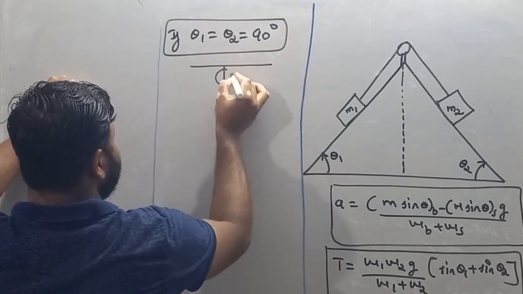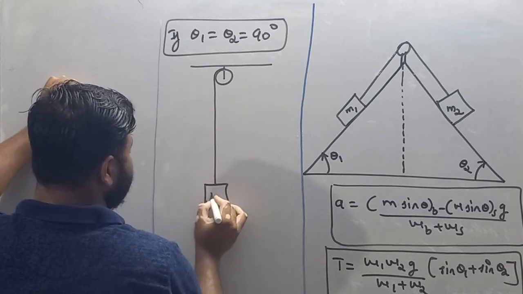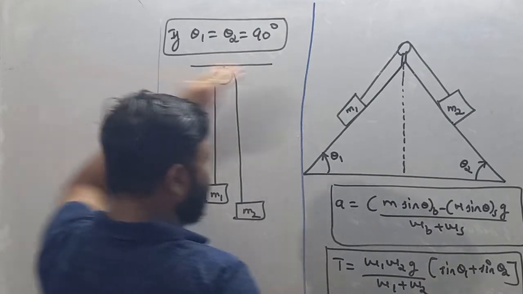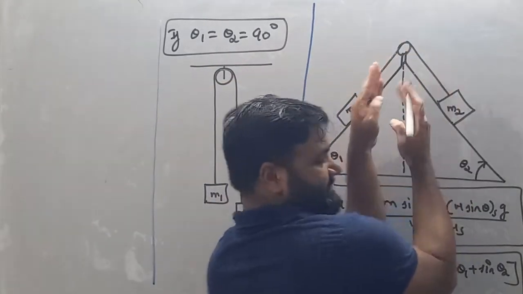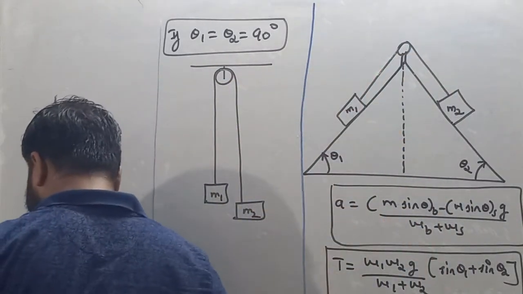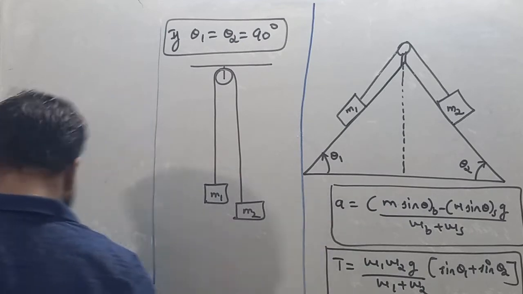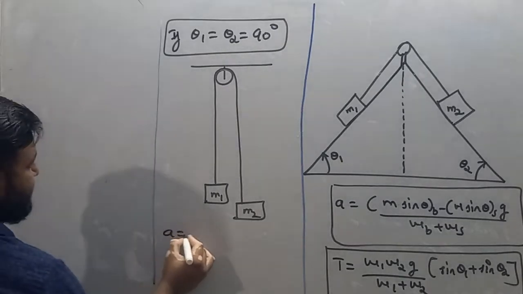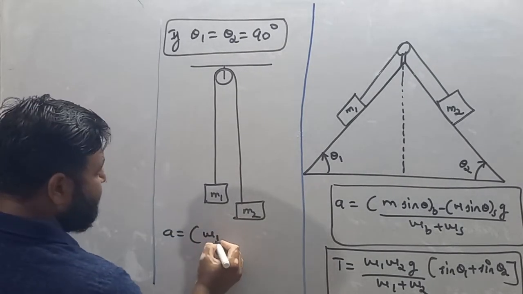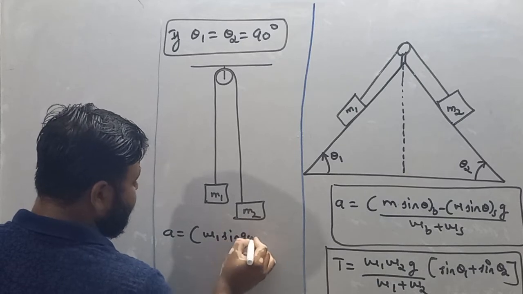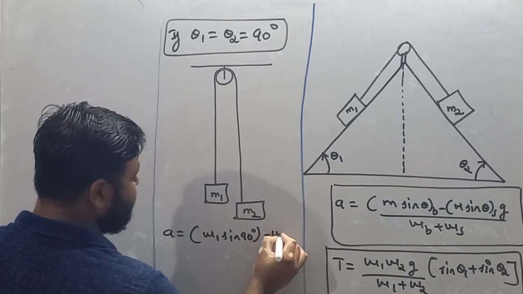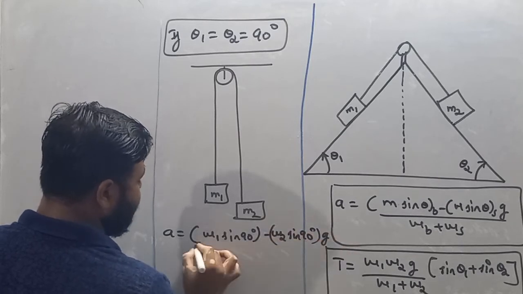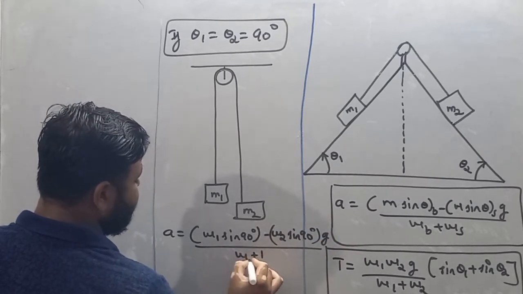This shows like this. This is your mass m1 and this is your mass m2. It will look like this and like this. So put the value of theta as 90. So what will we get, my dear student? We'll get acceleration is equal to (m1 sine 90 minus m2 sine 90) into g upon m1 plus m2.